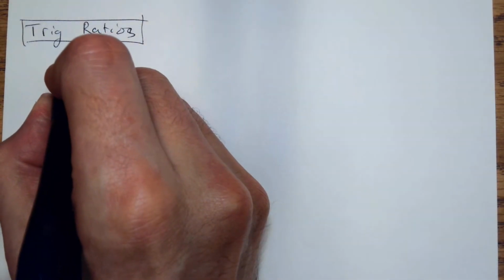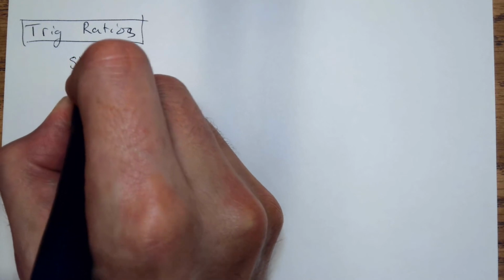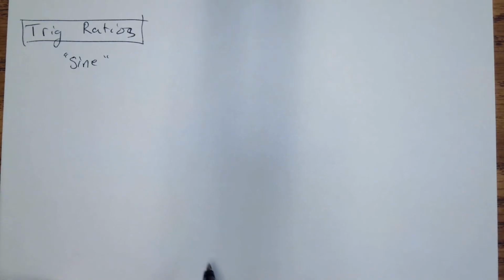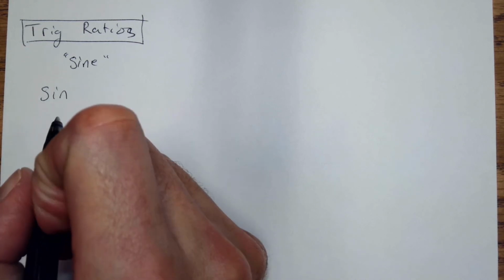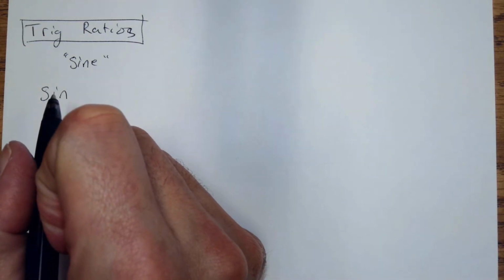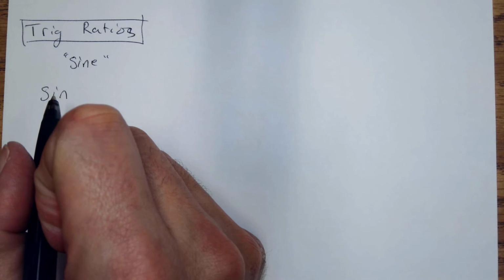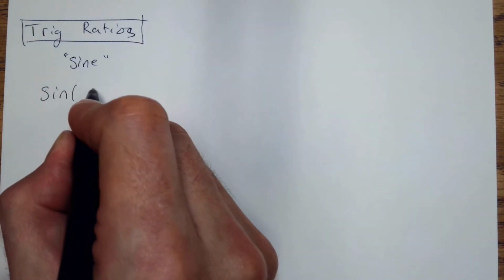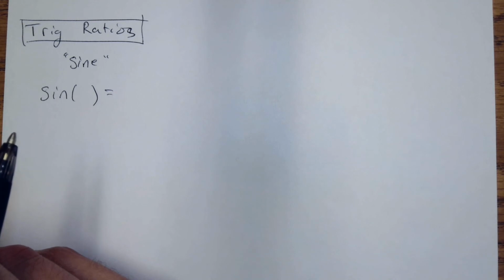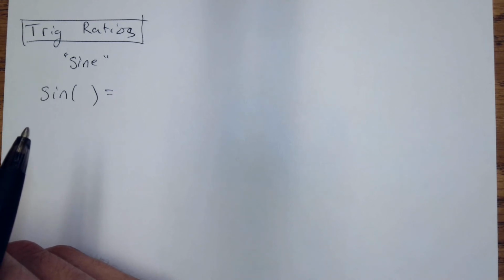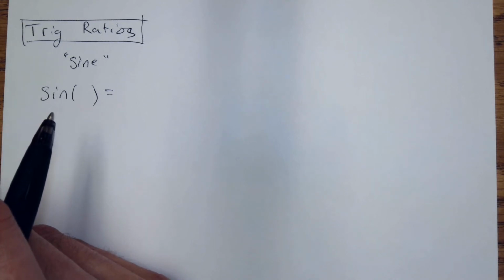Okay, so the first trig ratio is defined by the word sine. That's how you say it, but you write it like this, S-I-N. Don't say sin, because I'll respect you less, because that's not how you say it. I'm just kidding. It's not sin. It's sine. It's pronounced sine. If you say sin, you will be saying it wrong. That's kind of funny.